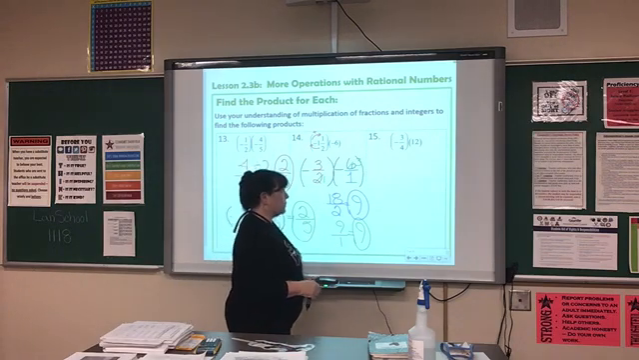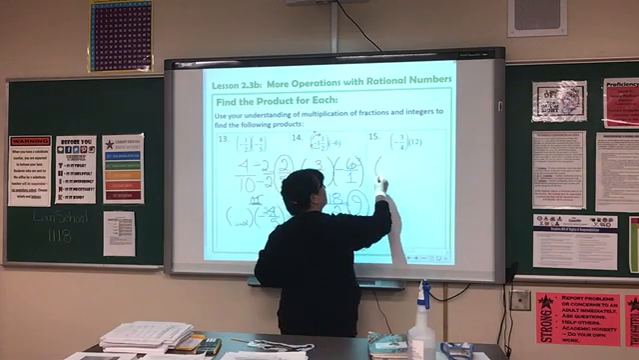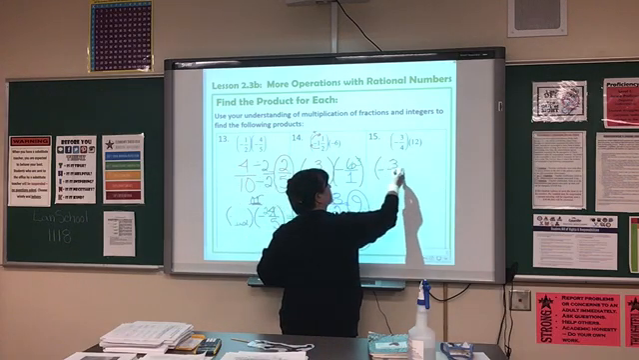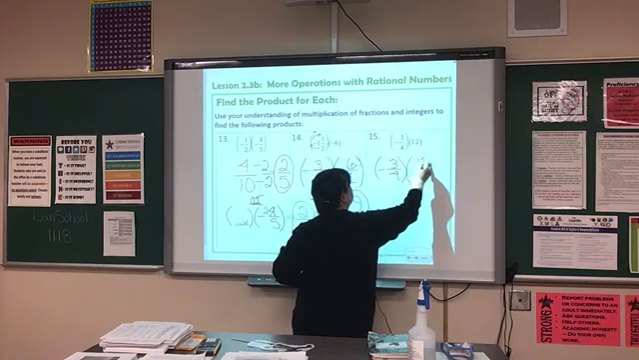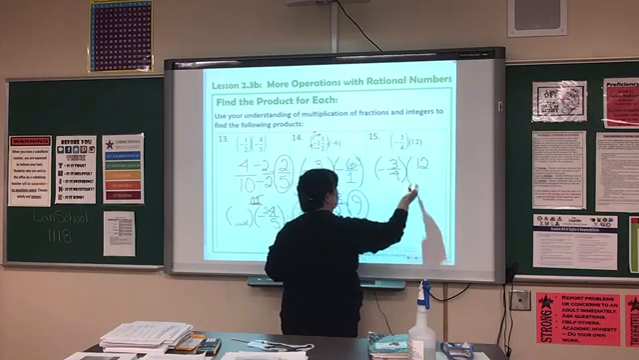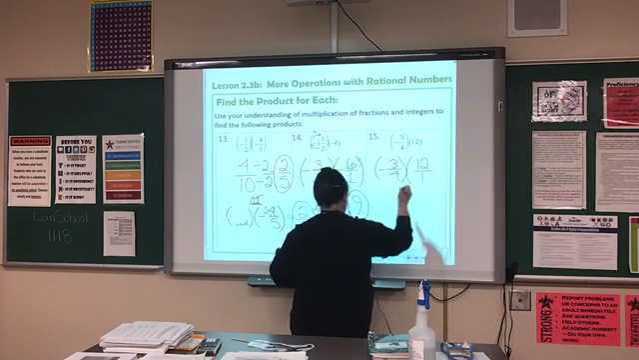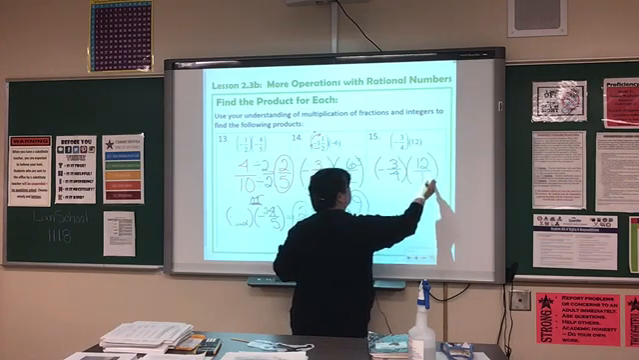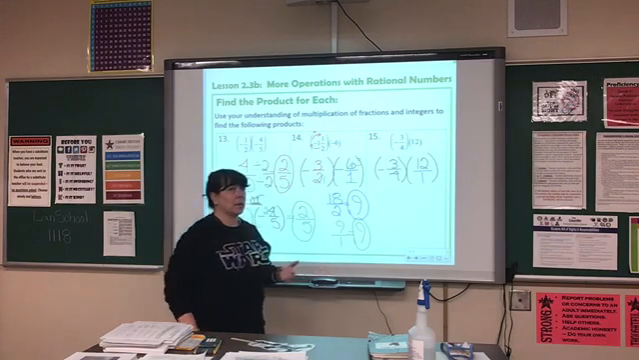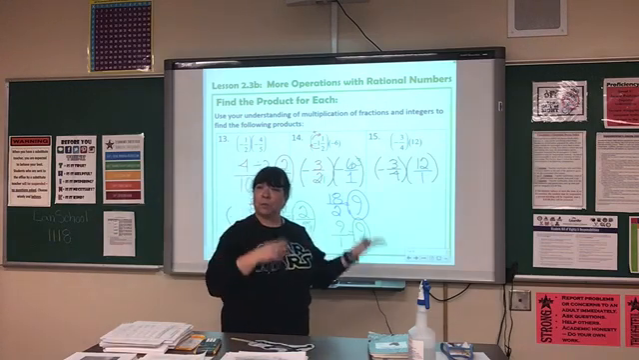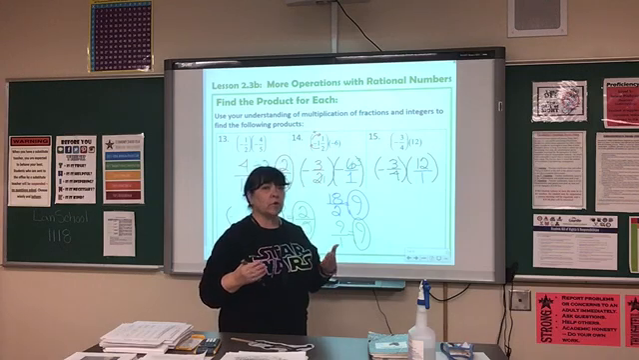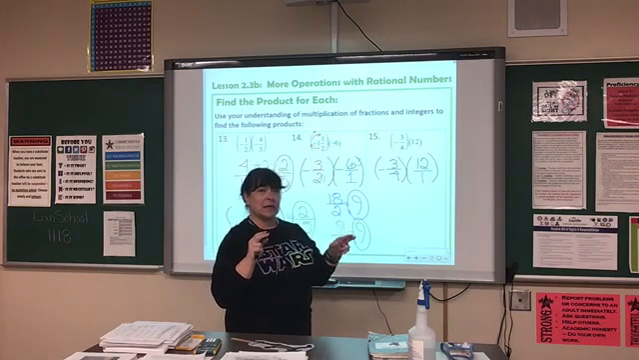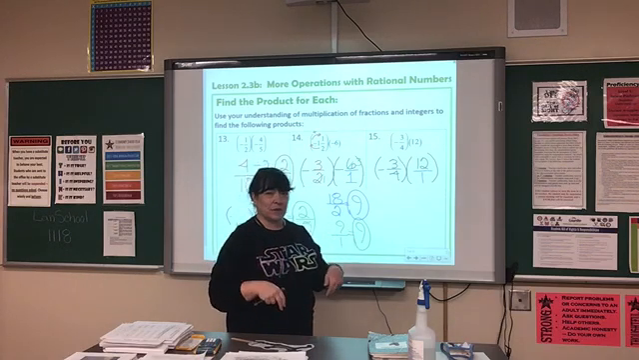We're going to do one more that is a fraction and an integer. And remember, I'm going to keep my fraction, but my integer I'm going to change into a fraction by putting it over 1. And again, you got options. You can multiply it and simplify it, or you can cross cancel it and simplify it.